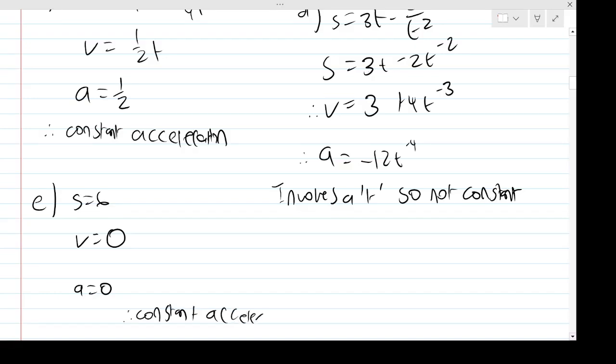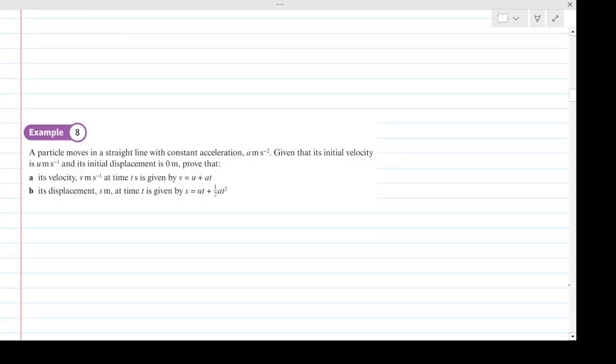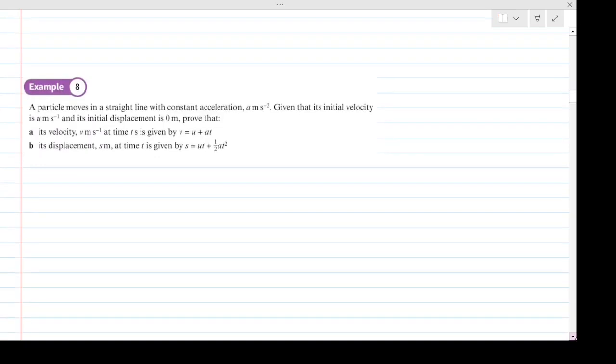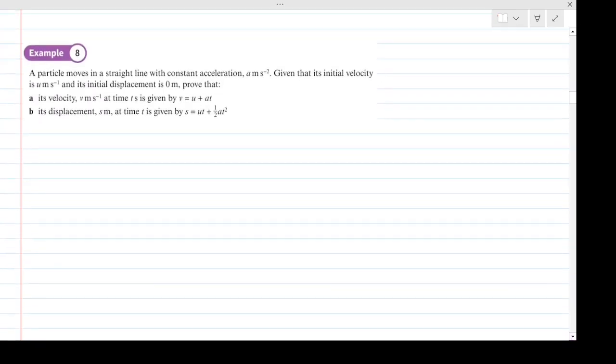So that's the whole gist of what we mean by constant acceleration. We can differentiate if we need to. And then if the acceleration does not involve a t, but just a fixed number, then it means it's constant, it's fixed. So there we are. Now, I also said we can prove our SUVAT formulas using calculus that we've seen in this chapter. So what do I mean by this?